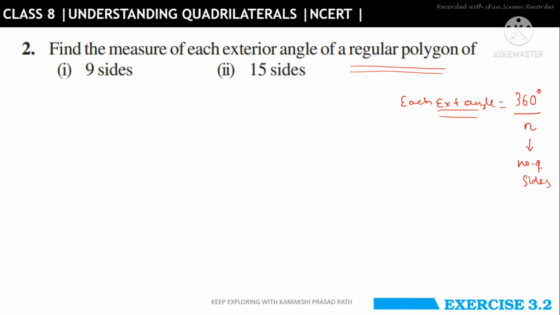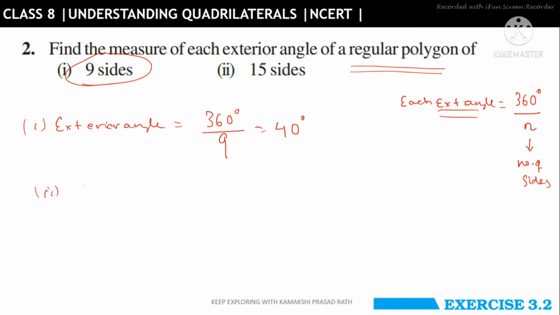So let's use the same formula here. Measure of each exterior angle for the first one equals 360 degrees by n, where n sides are there. So we get 40 degrees. So the exterior angle of a 9-sided regular polygon is 40 degrees. So that's the first one.